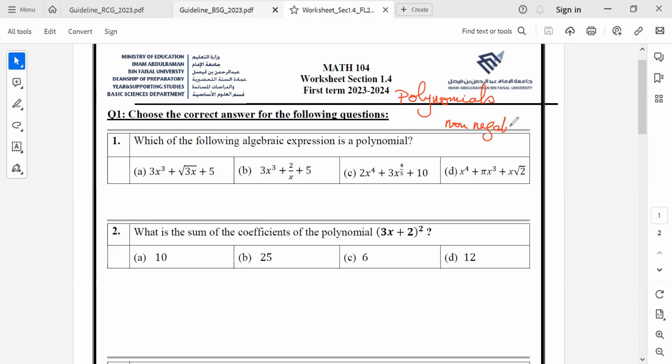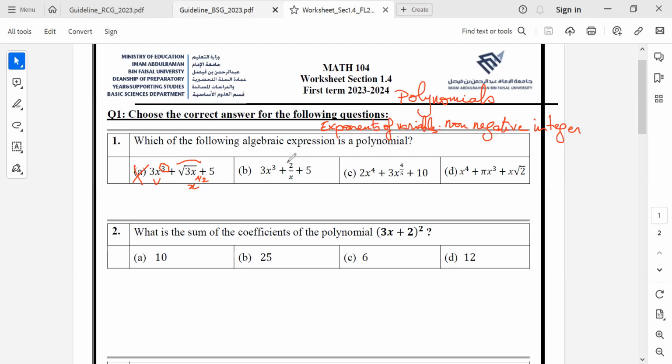Non-negative integer, or a whole number. These are the exponents of the variables. So let's see here. This variable has exponent 3, this is okay, but here we have root x. We know that root means exponent half, so this is not a polynomial since the exponent of the variable in this term is not a whole number.